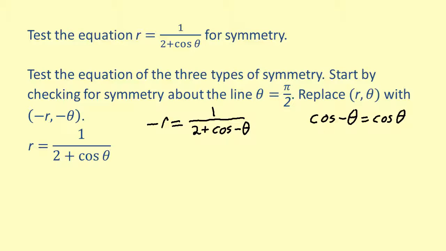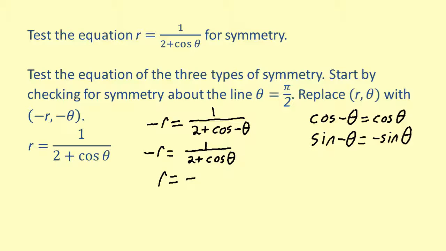On the other hand, sine is an odd function, which means that the sine of negative theta equals negative sine theta. If we simplify cosine negative theta, the equation becomes negative r equals 1 over 2 plus cosine theta. The given equation has positive r alone on the left side of the equation, so we'll rewrite this equation to have the same layout. Multiplying both sides of the equation by negative 1, we get r equals negative 1 over 2 plus cosine theta.